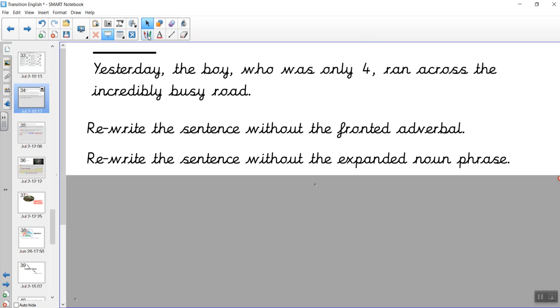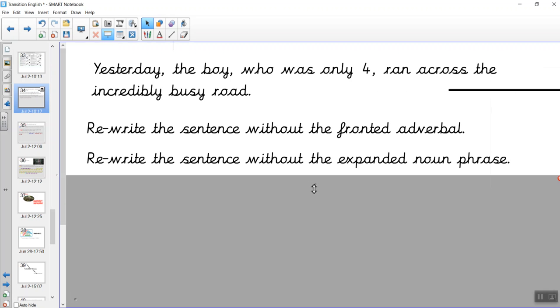Okay, so here's the expanded noun phrase. I'm going to cross it out there. I've got the and I've got incredibly busy. So without the expanded noun phrase, your sentence should say, yesterday, the boy, who was only 4, ran across, oh, I'm still going to need that definite article there, aren't I? Ran across the road. We don't need incredibly busy.